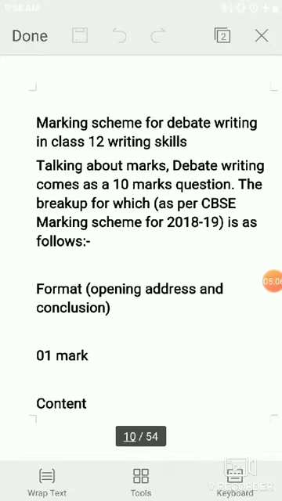Now, marking scheme for debate writing. Students, this is a very important topic for all of us: how the CBSE will decide to give you marks in debate writing. Talking about marks, debate writing comes as a 10 marks question, the breakup of which is as follows.